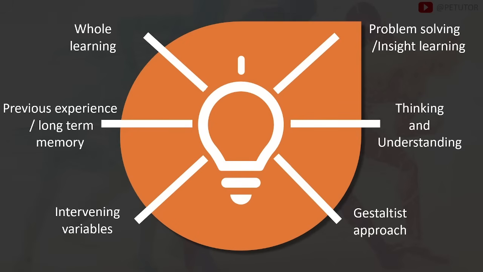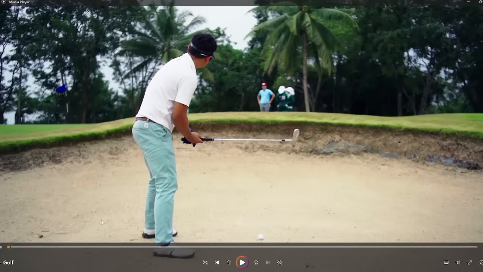And to finish, it's those intervening variables, those factors that we need to take into account in order to help us to learn the skill or carry out the movement. Practical example coming up right now. Let's use, for example, the golf putt out of the bunker here. So before we play the video, let's just have a look at the things that we've just talked about.